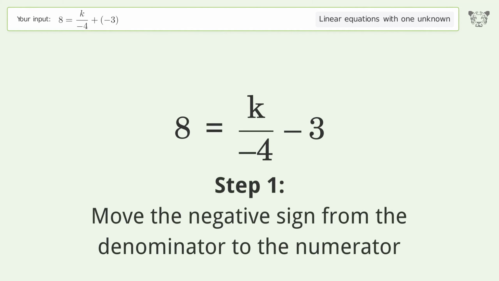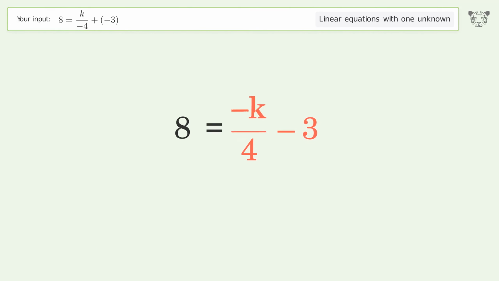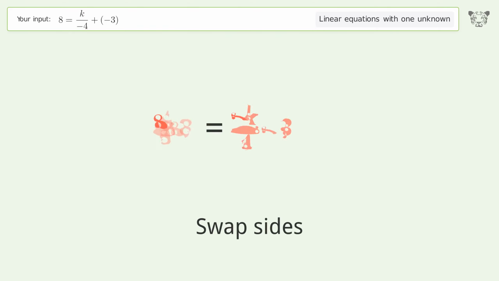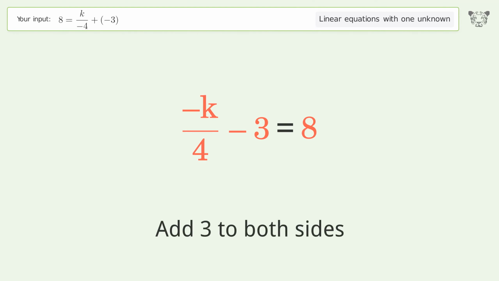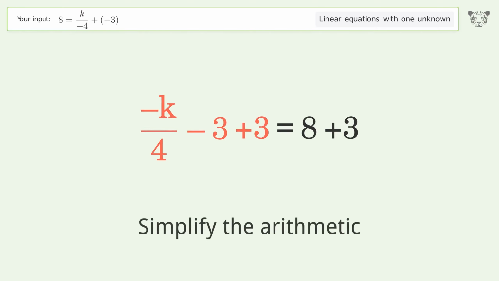Move the negative sign from the denominator to the numerator. Swap sides. Group all constants on the right side of the equation. Add 3 to both sides. Simplify the arithmetic.